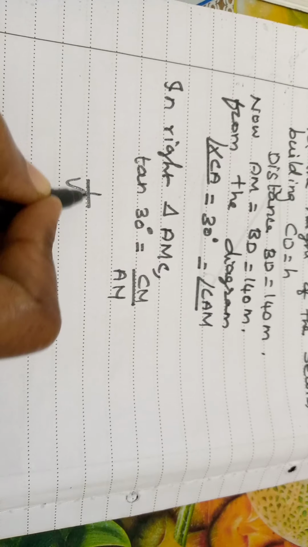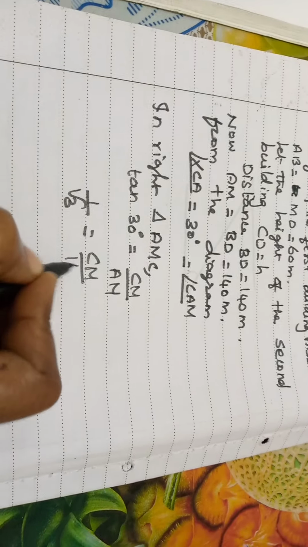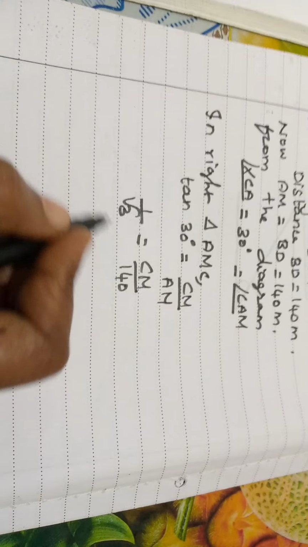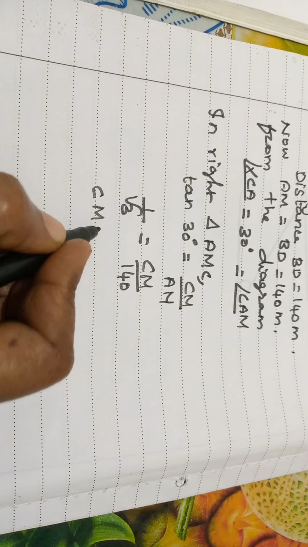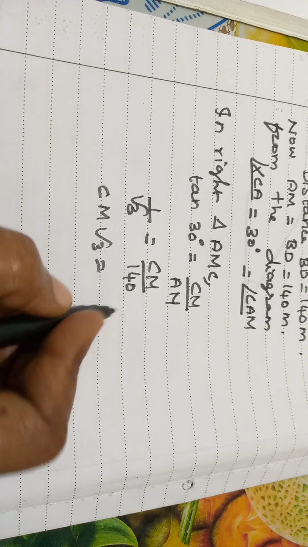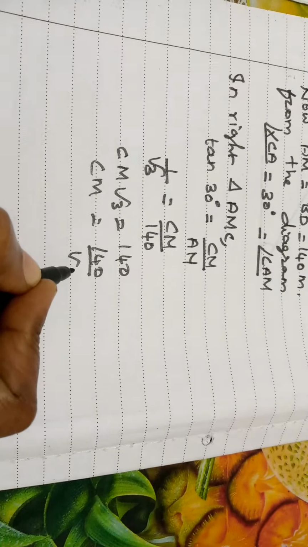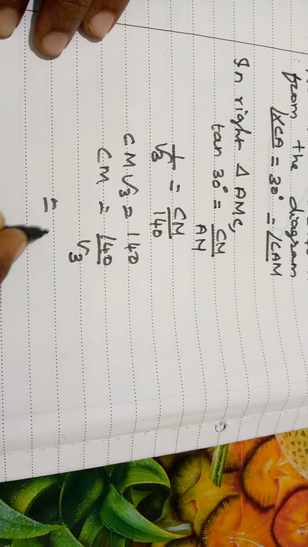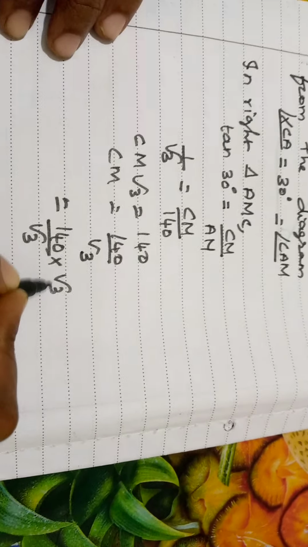So tan 30, we have 1 by root 3 is equal to CM by AM, which is given as 140. Cross multiply: CM into root 3 equals 1 into 140. From here CM can be written as 140 divided by root 3. So take the conjugate of root 3: 140 by root 3 into, up and down, we have to multiply root 3.